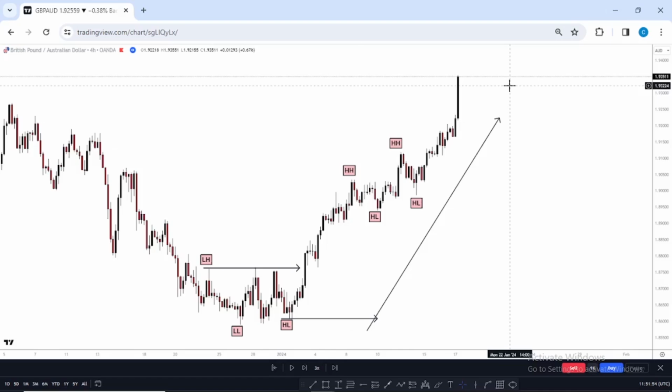Alright, so after I've identified my trend, what was the second thing I did? The second thing I did was to identify my market structures. Alright, so now let's identify our market structures together.